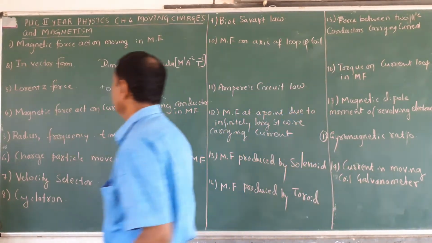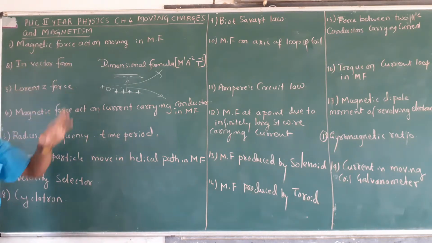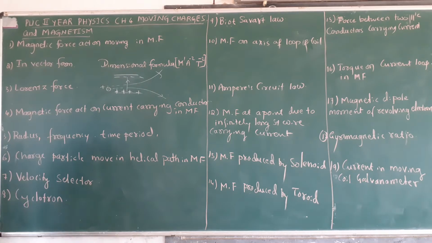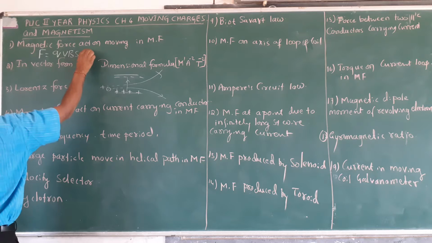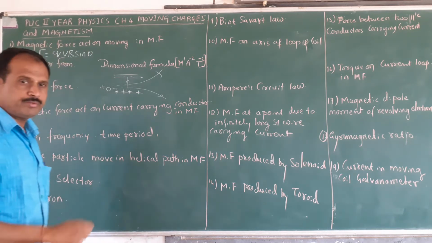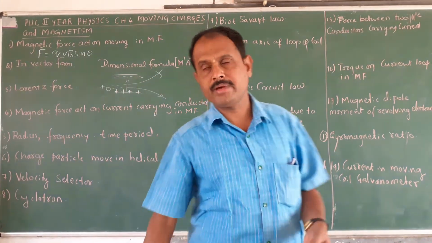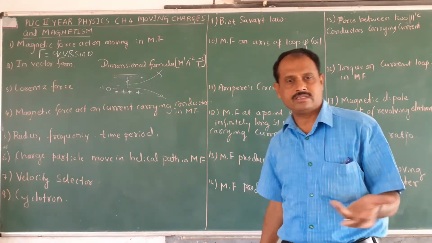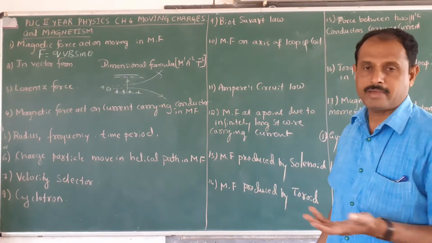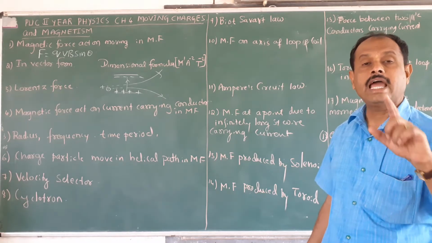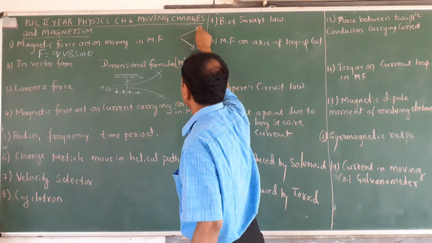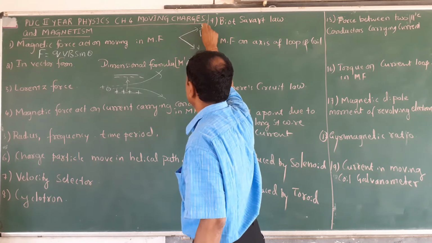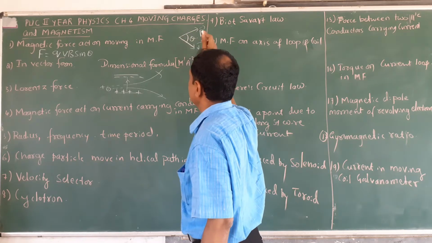Now you go to the point. The magnetic force acting on a moving charge in the magnetic field has magnitude F equal to QvB sin theta. Here Q is the magnitude of the charge, v is the velocity of the moving charge, B is the magnetic field, and theta is the angle between the direction of the velocity and the direction of the magnetic field.